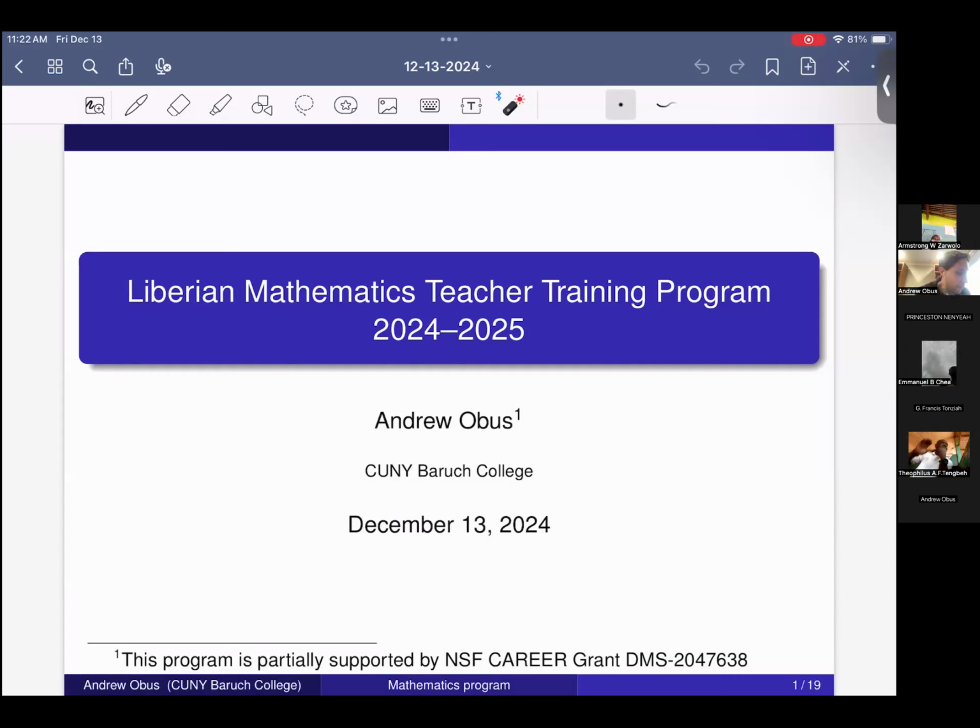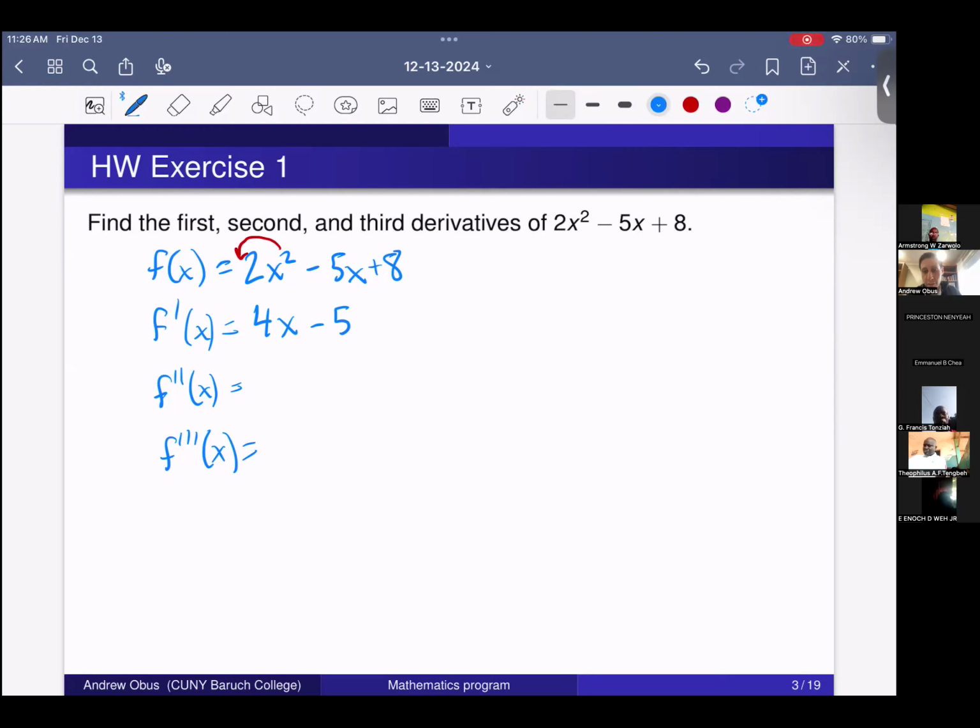If we take another derivative, what do we get next? The derivative of 4x minus 5 is just 4. I see Princeton says it's just 4. Great. And then the third derivative, for Princeton and Enoch, exactly right, the third derivative is 0. This is what happens with derivatives of polynomials: each time we take a derivative, because of the power rule, we go down 1 degree. So it goes from a quadratic polynomial to a linear polynomial, and then down to a constant polynomial.